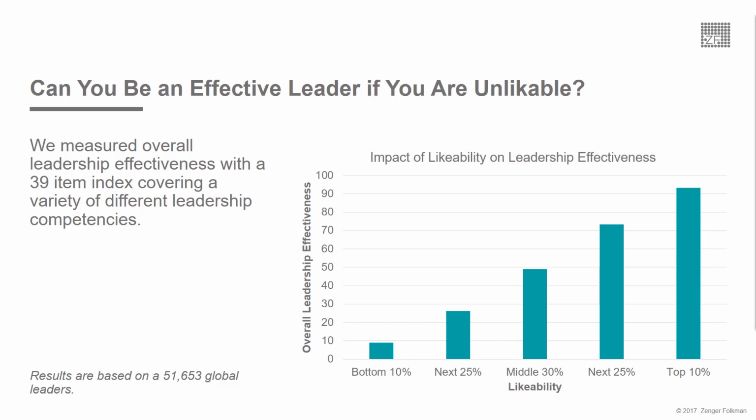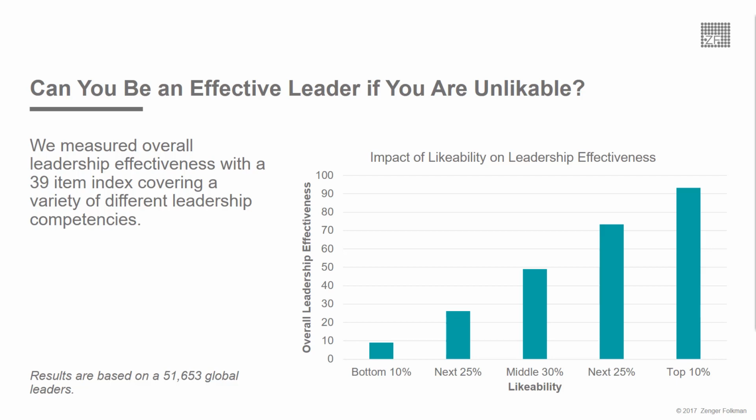On the horizontal axis, you see their likability is categorized as the bottom 10%, the next 25%, and so forth. And on the vertical axis, overall leadership effectiveness, sort of our grand measure of how effective this leader was. What is striking to me, and Joe, you may want to comment on this, is the remarkable linearity of this, that the bottom 10% in terms of their likability are in the bottom, looks like maybe 9% in terms of their overall effectiveness.